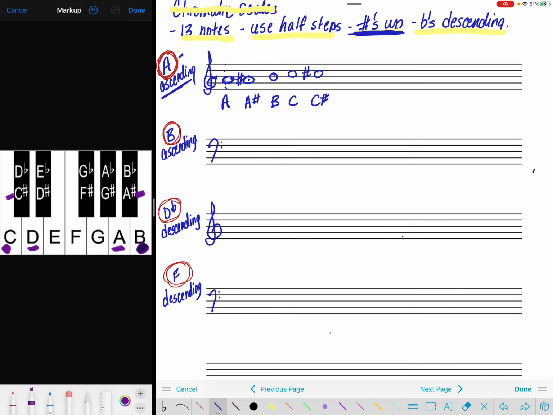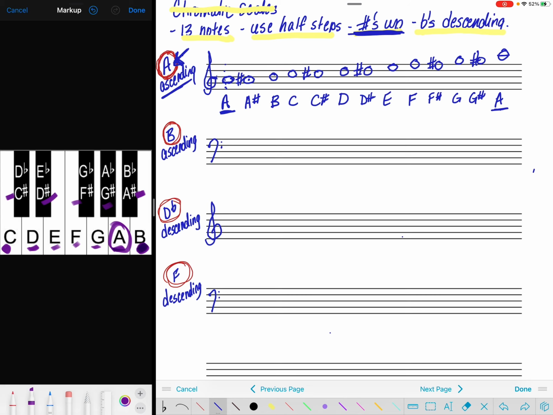Up a half step to a D, up to a D sharp, to an E, to an F, to an F sharp, to a G, to a G sharp, and then I end on the same note I started on, which is an A. So I ended on an A, started on an A, and I got that from the question, the A ascending.